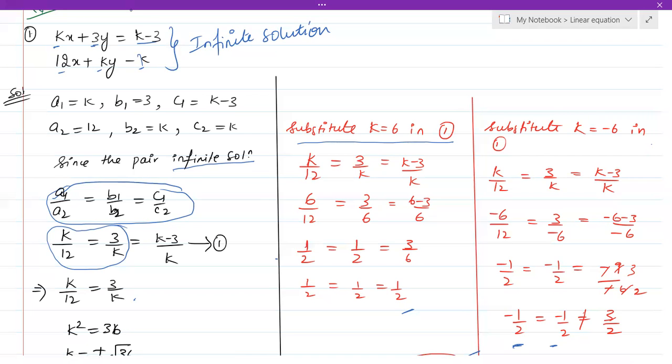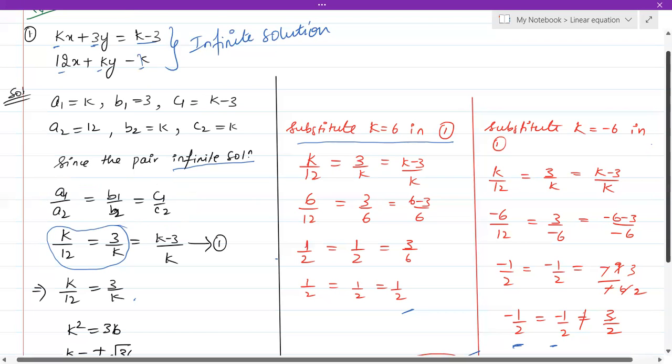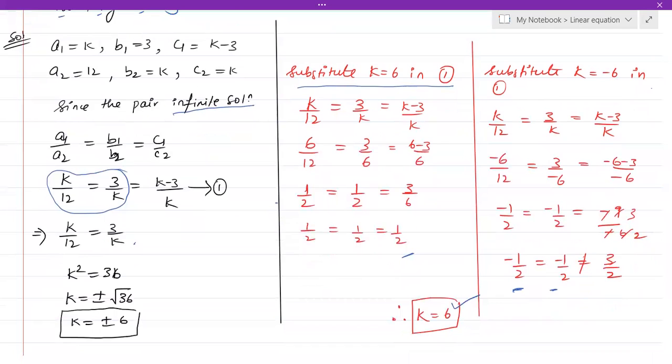Now, since the pair is having infinite solutions, what is the condition? A1 by A2 is equal to B1 by B2, which is equal to C1 by C2. Substitute all the values. As you can see, I've substituted A1, A2, B1, B2, C1, C2. Out of this, I'm going to take the first two and cross multiply. Once you cross multiply, you get k square is equal to 36. Therefore, k is equal to plus or minus 6.